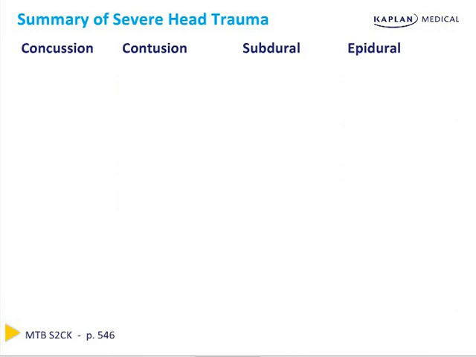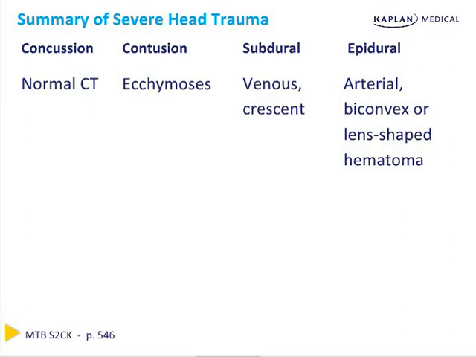A CT scan with a concussion will be normal, whereas for a contusion, they will show an ecchymosis. On a subdural bleed, you're looking for a crescent-shaped pattern because it's a venous-type bleed. On an epidural, it'll be biconvex or lens-shaped hematoma. Remember, that's an arterial bleed.